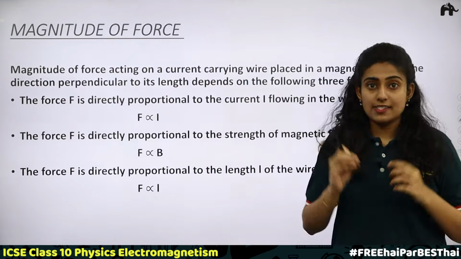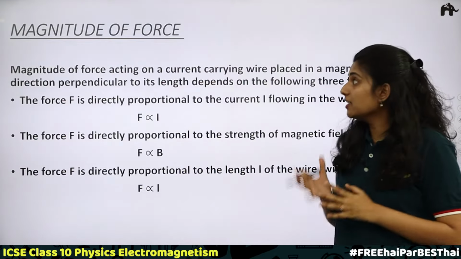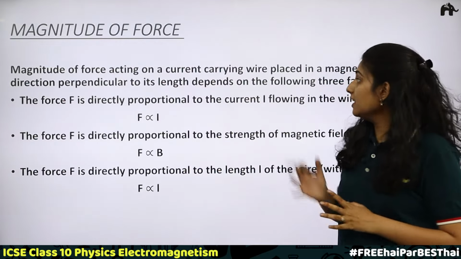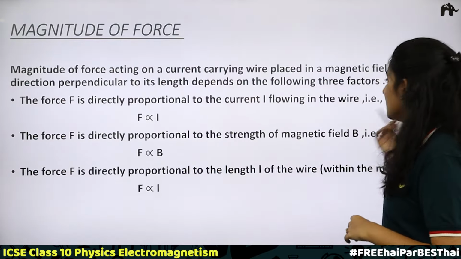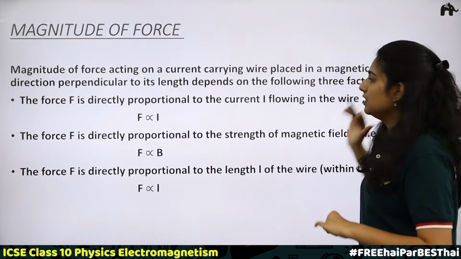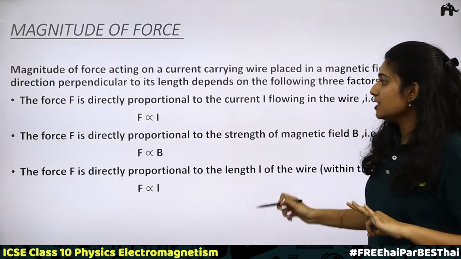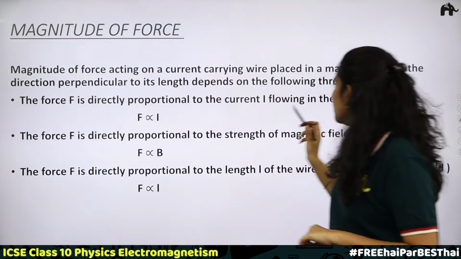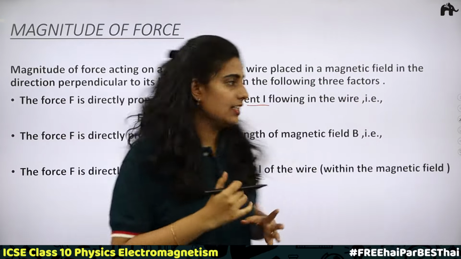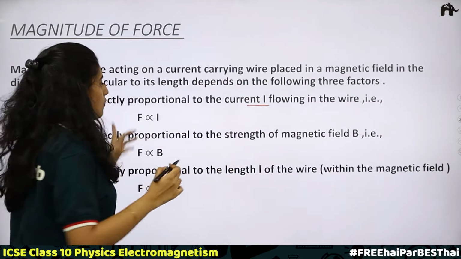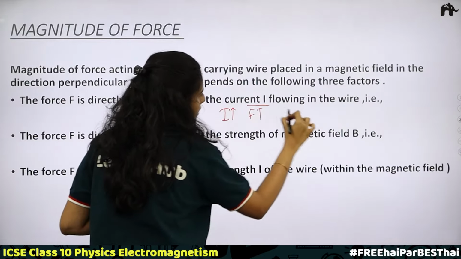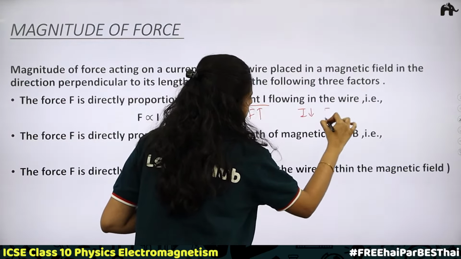Okay. Now let's see what are the factors on which the magnitude of this Lorentz force depends. The magnitude of force acting on a current carrying wire placed in a magnetic field, in the direction perpendicular to its length, depends on the following three factors. There are three factors. First one is the force F is directly proportional to the current I flowing in the wire. That is, when current increases, what happens to Lorentz force? Force also increases. Increasing current, force increases. If current is decreased, force is decreased.